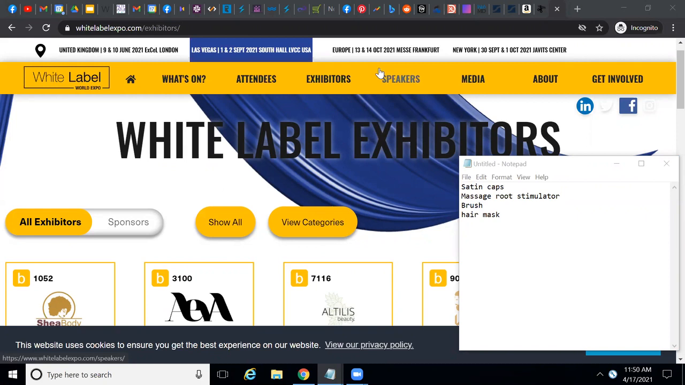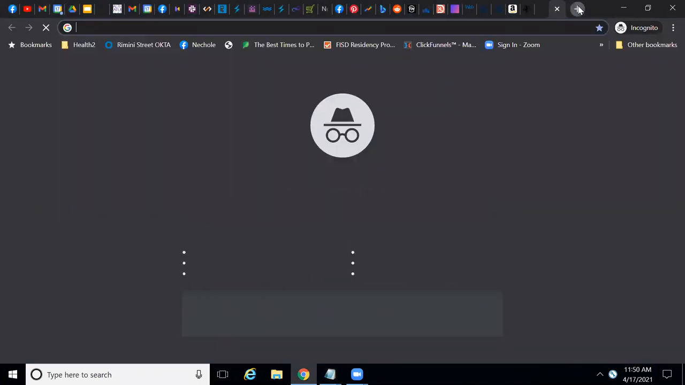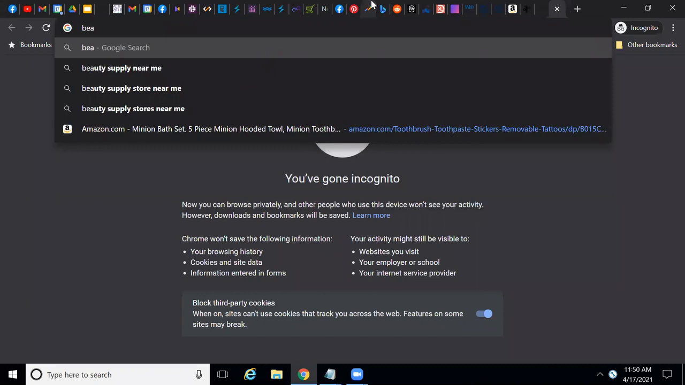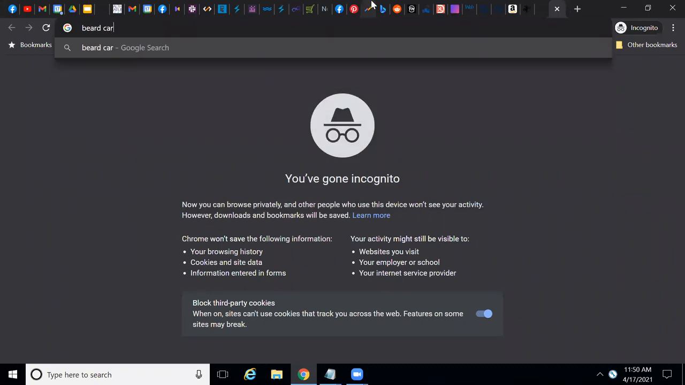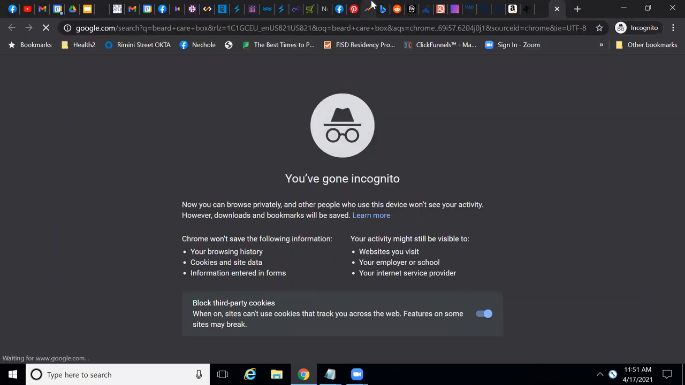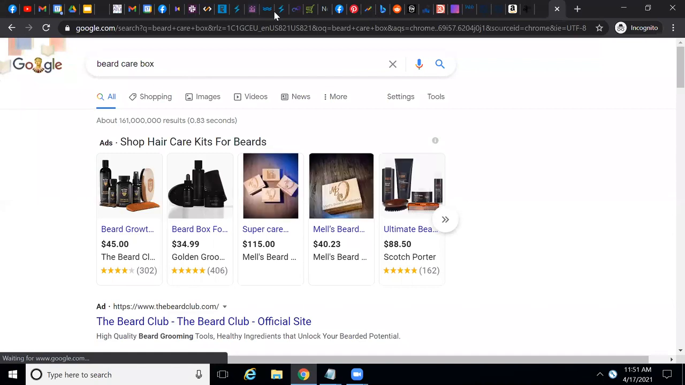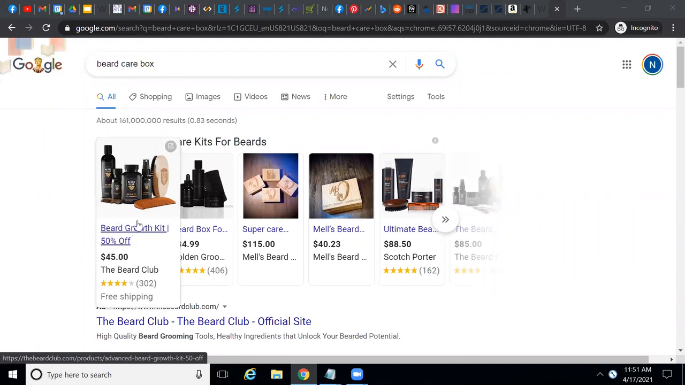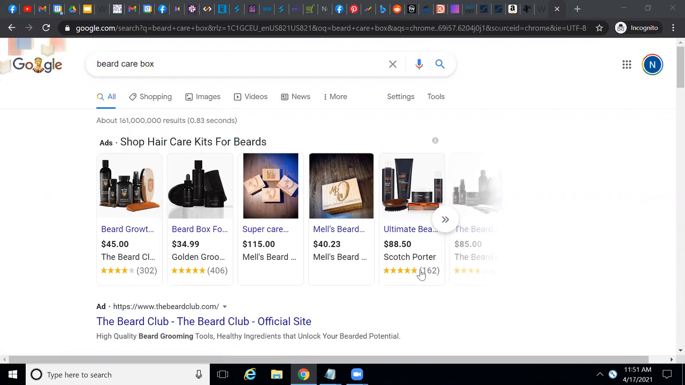All right. So let me see what other things could I put into my amazing box. So let me see. Beard care box. And I could create a subscription box. Who's with me? Who's with me on this solution? So this is a beard growth club. And I think this is beard growth club.